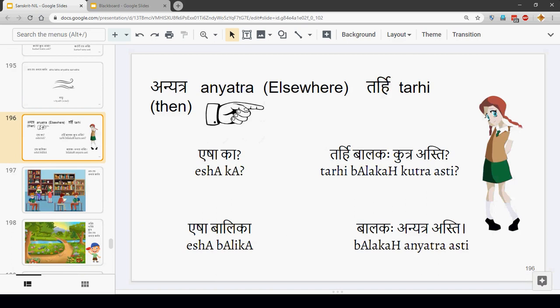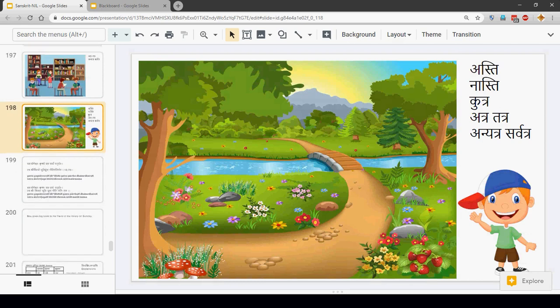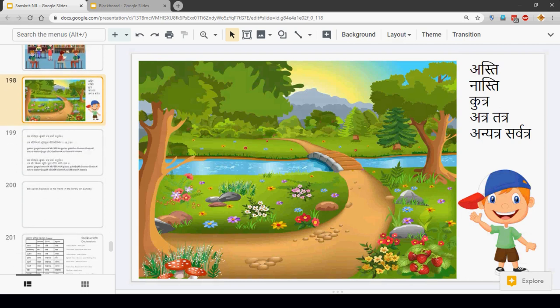And we also looked at Tarhi. Tarhi means in that case. Esha ka, Esha balika. That is the answer. Tarhi, in that case, balakaha kutra asti. Where is the boy? Balaka anyatra asti. The boy is elsewhere. And these are some examples we saw. There was a homework on this. I did not check today, how many of you responded to this homework?